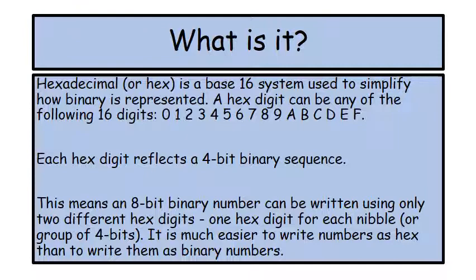Each hex digit reflects a 4-bit binary sequence. This means an 8-bit binary number can be written using only two different hex digits, one hex digit for each nibble, or group of 4 bits. It is much easier to write numbers as hex than to write them as binary numbers. So I'll give you 4 minutes to get that copied down.